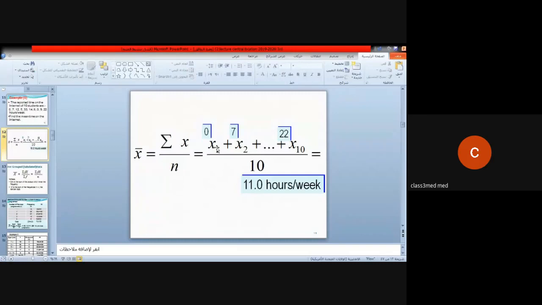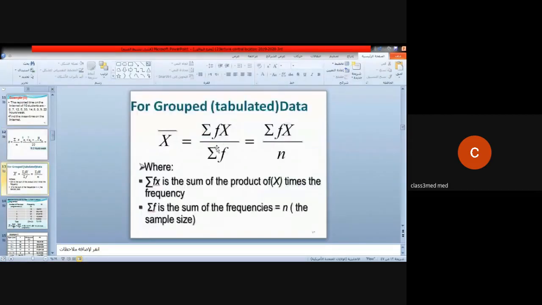When you calculate the mean, you have to put the units. The mean has the same units as those of the variable. Now, for a group of tabulated data, to calculate the mean, we should follow the same formula, but we should add the frequency to the formula. So the mean for grouped or tabulated data is the summation of frequency multiplied by x divided by summation of f, which is the sample size.